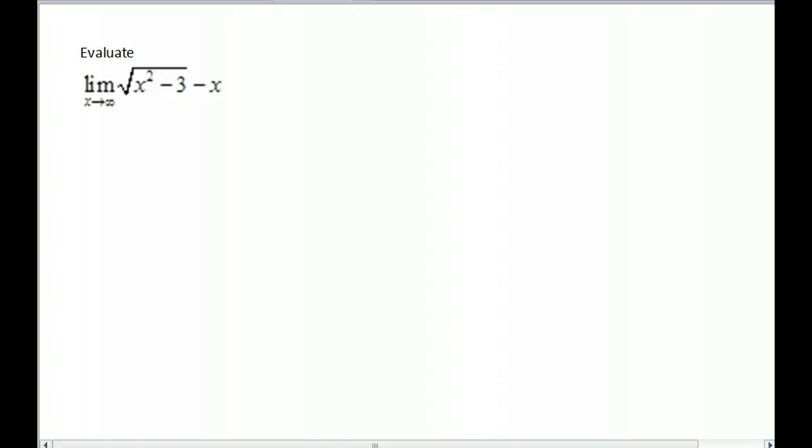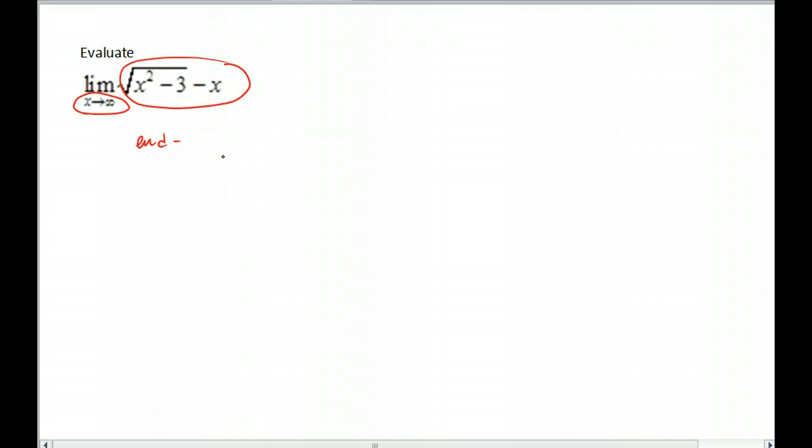Okay, let's look now at two other limits that we have not yet studied. The limit as x approaches infinity of the square root of x squared minus 3, minus x. Why haven't we studied these two limits? Well, because here x is approaching not a finite number, but infinity. So basically, I want to know where the outputs of this function are going as x approaches infinity. We call that the end behavior.